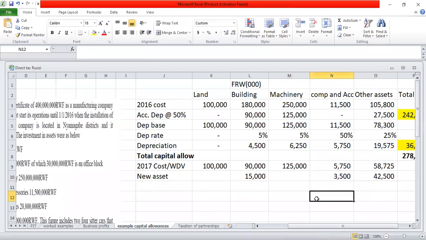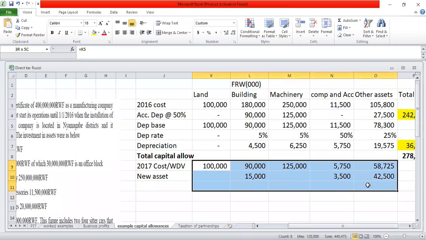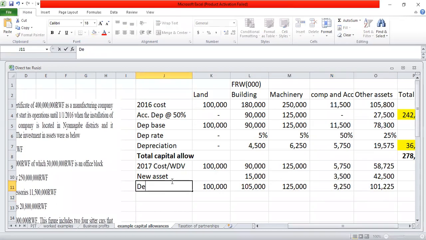42,500. So if you look at this asset, no asset that qualifies for accelerated. Building does not qualify because it is below 50,000. Computer and accessories do not qualify, it is below 50,000. Other assets do not qualify below 50,000, even you have the 4-seater cars. So in this year, it means I'm not going to accelerate any asset. I'll only depreciate the assets. So I'm going to get my depreciation base. This is my depreciation base.